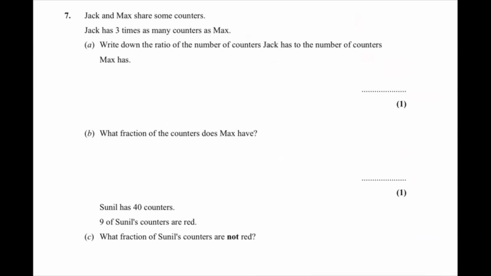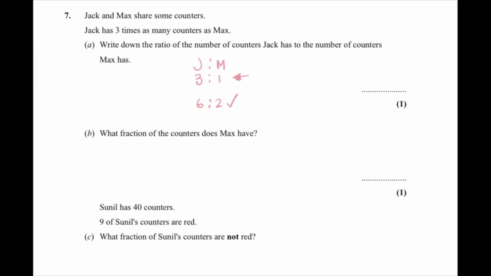Okay, Jack and Max share some counters. Jack has 3 times as many counters as Max, and we've got to write down the ratio. So we've got Jack to Max. It's really important that we put it in the right order. Jack is being mentioned first, and then it's Max. Jack has 3 times as many. So Jack will have 3, and Max has 1. And any multiple, so if you'd worked it out and said it was 6 to 2, you'd be correct, okay? This is it in its simplest form, and it's the most likely result people will have put down.